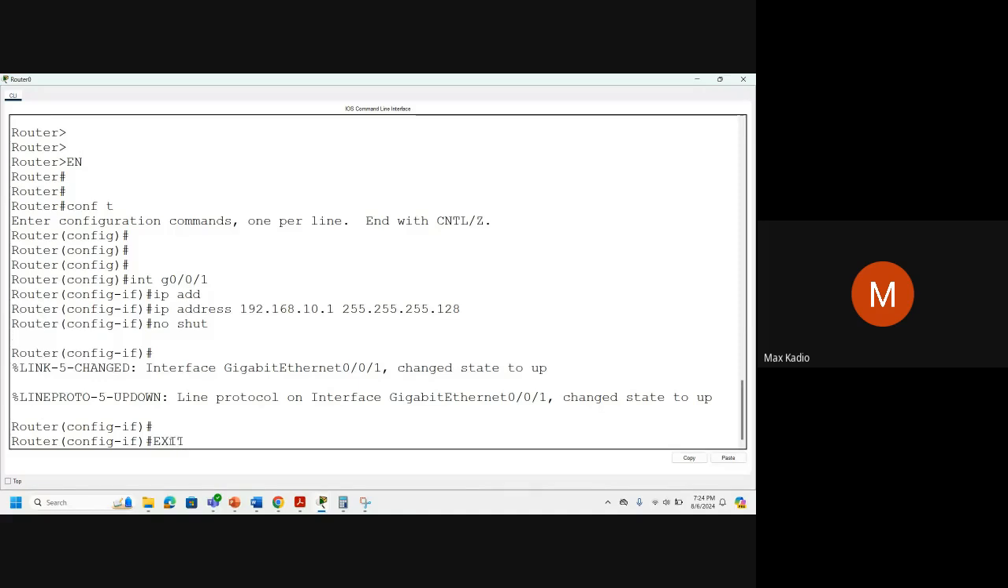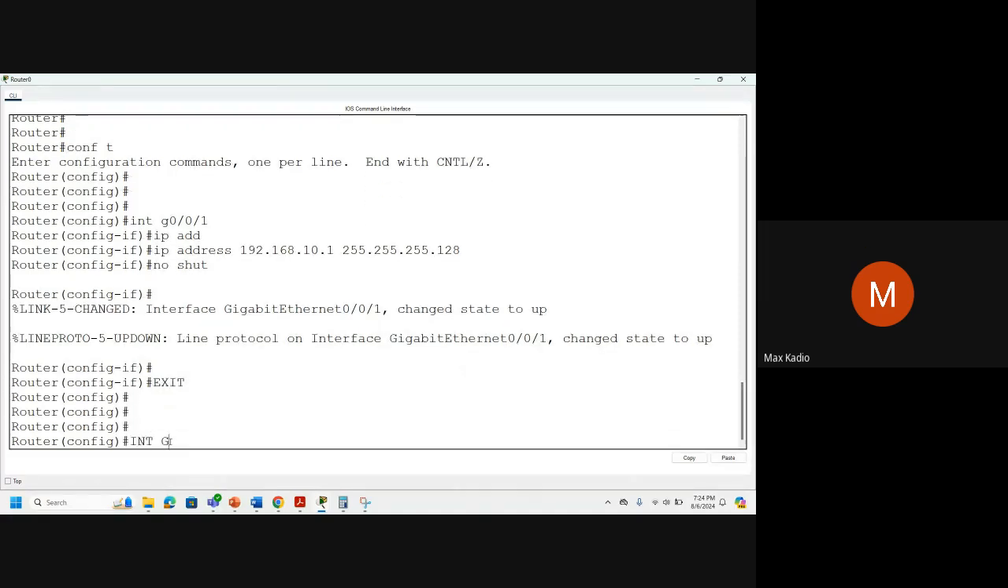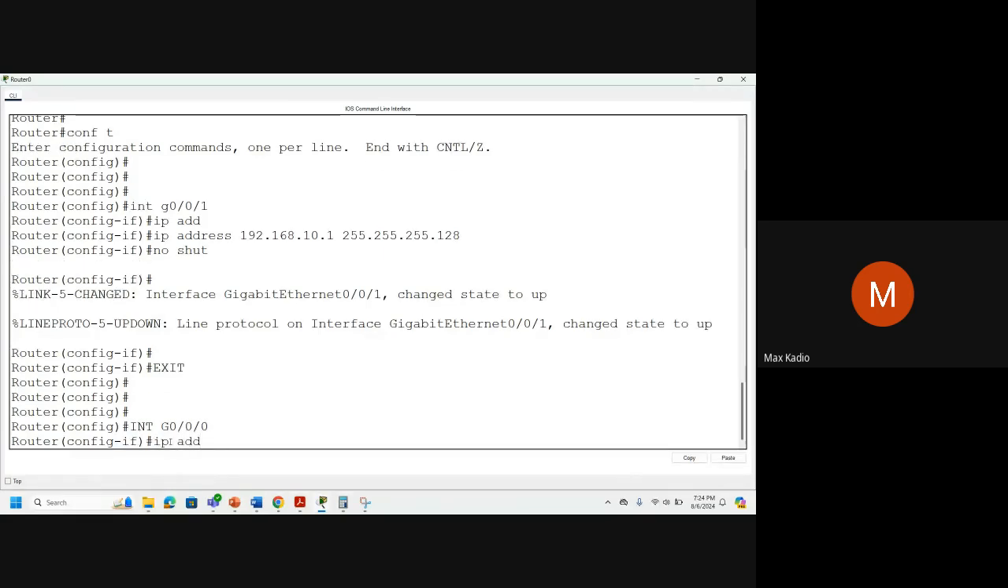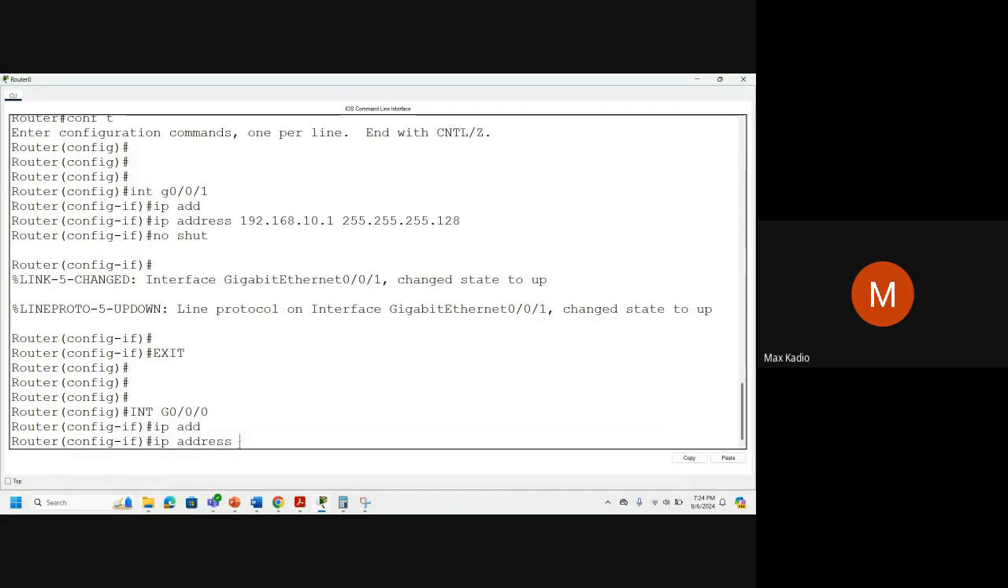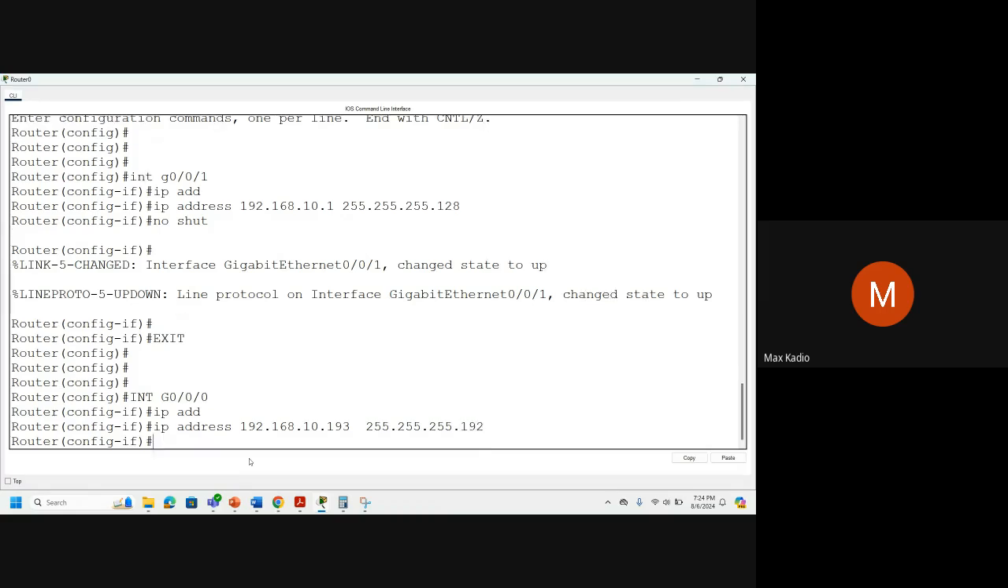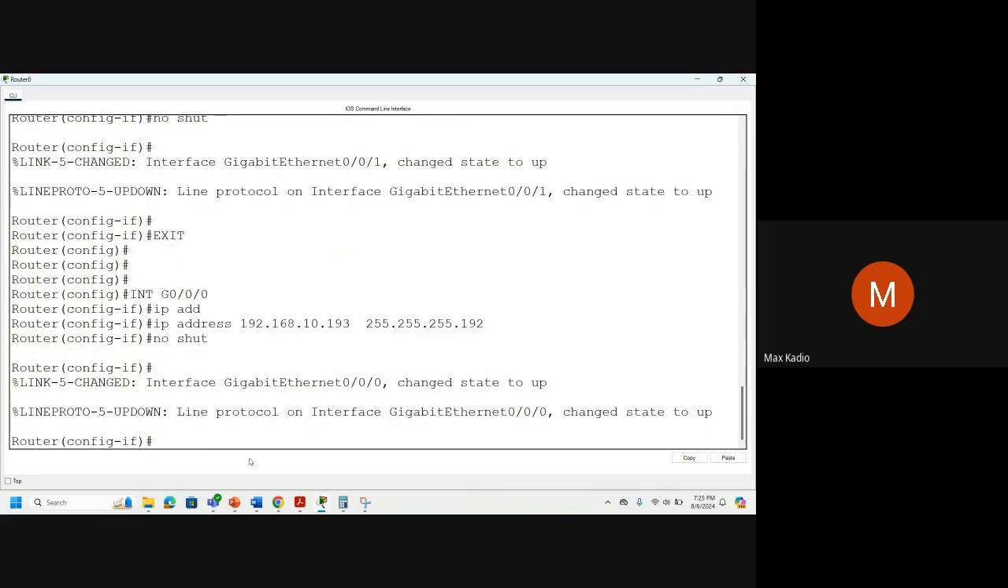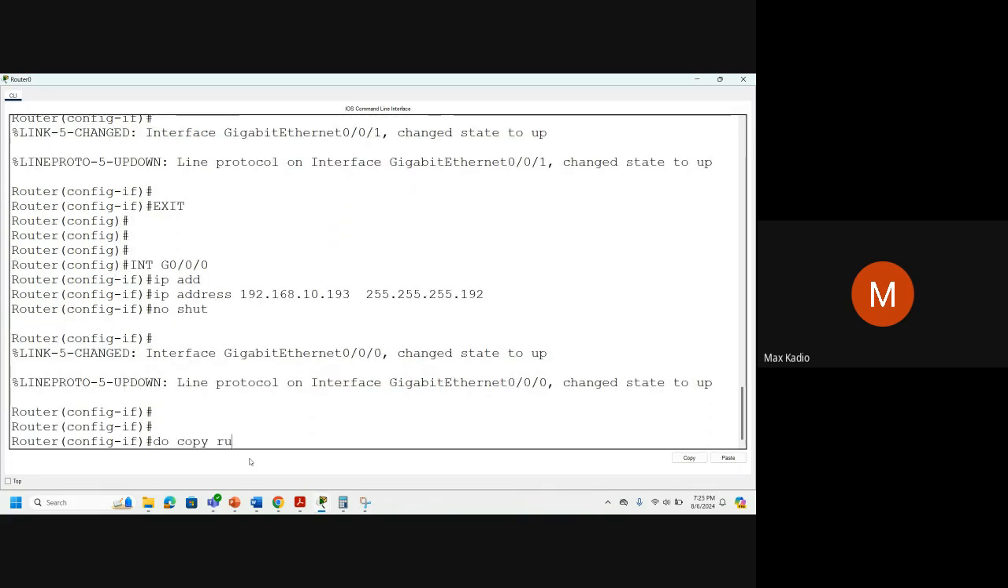You exit from here, interface G000, IP address, you paste, and the subnet mask 192.168. No, sorry. The subnet mask is 255.255.255.192, no shut. And you save. Do copy run start.